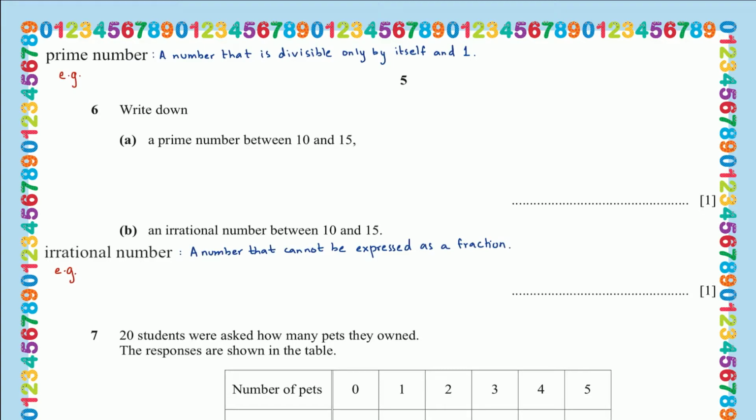Now let's first discuss what a prime number is. A prime number is one that is divisible only by itself and 1. Let's look at a couple of examples to cement our understanding of prime numbers.